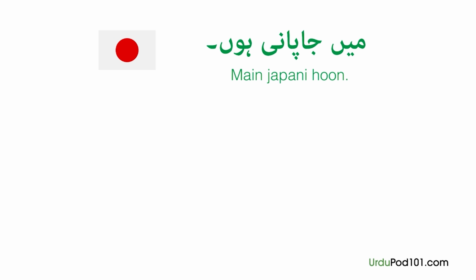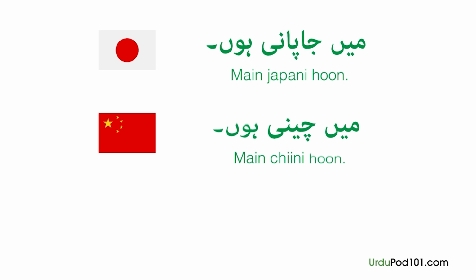Remembering the vocabulary for most nationalities is very easy. Just add the sound E to the end of the name of a country. Be careful though, because the rule does not hold true for all countries. Let's take a look at some examples. If you are Japanese, you will say मैं जापानी हूँ. If you are Chinese, you will say मैं चीनी हूँ.